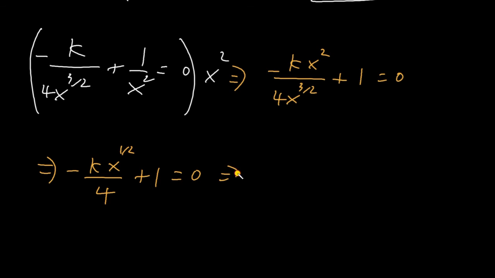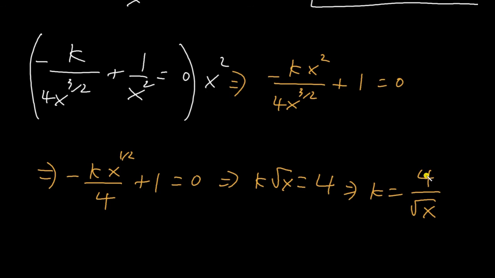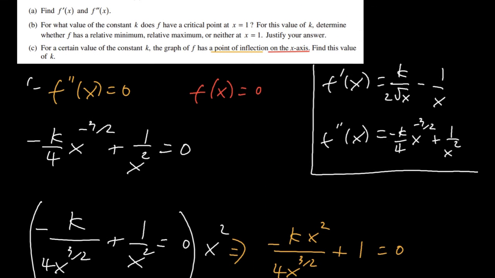I can simplify this a bit more. I'll subtract 1, get rid of the negative, and multiply by 4. That'll get us that k times the square root of x, because x to the 1 half is square root of x, equals positive 4. I subtracted 1, then I canceled the negative, so I get k times the square root of x over 4 equals 1, and then I multiply both sides by 4, and I get k square root of x equals 4, and then I can solve this and I'll get k equals 4 over square root of x, okay?